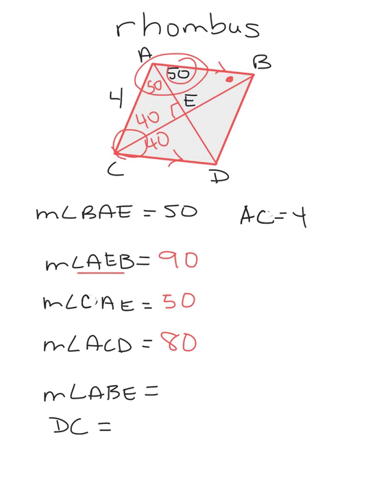That's the angle we're looking for right there. Now again, because opposite sides are parallel, we again have a transversal of BC. So if this angle here is 40, these are alternate interior angles, so this piece right here is also 40. So that's the measurement of angle ABE. Now looking at the sides, we know that AC is equal to 4, and because a rhombus has 4 congruent sides, I know that CD has a measurement of 4.